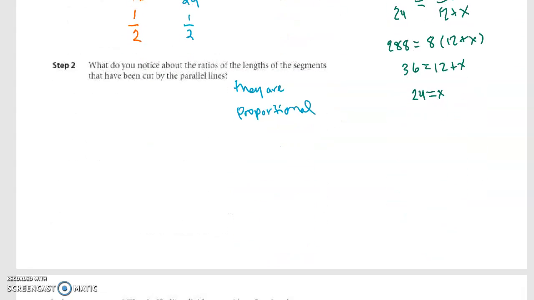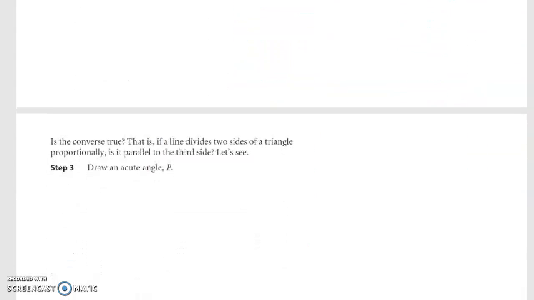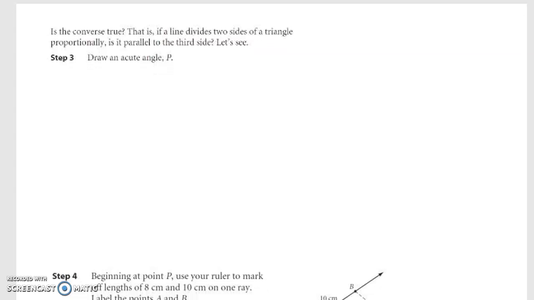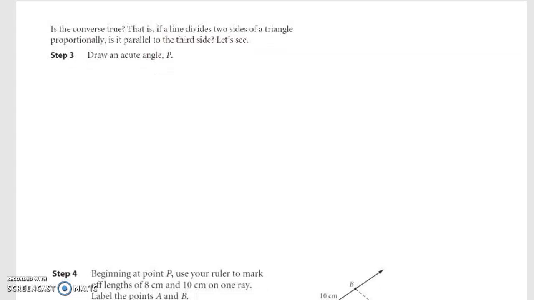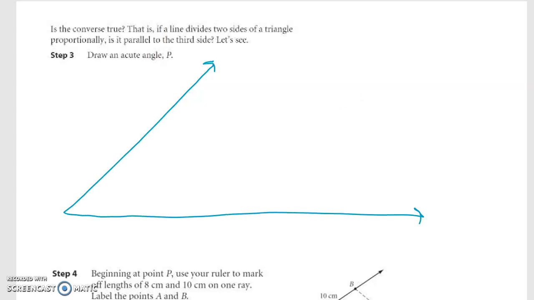So that's our conjecture. Oh, we're going to look at the converse first. Is the converse true? That is, if a line divides two sides of a triangle proportionally, is it parallel? Okay, so first we're going to draw an acute angle. So go ahead and use your straight edge to do that.